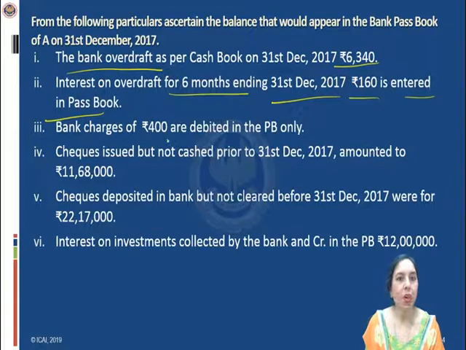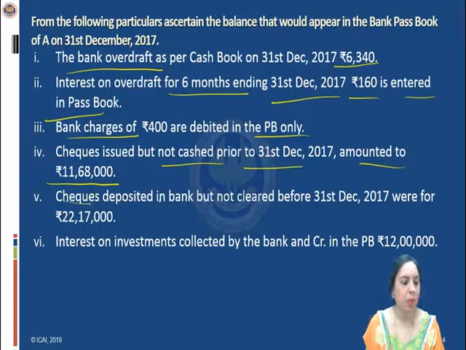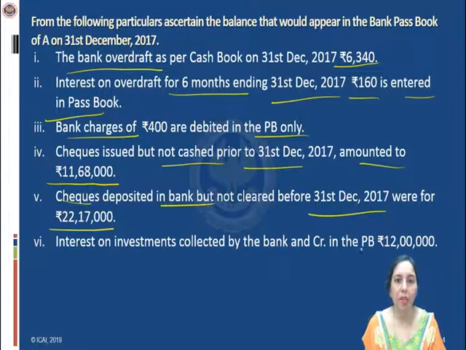Bank charges of rupees 400 are debited in the passbook only. Another 400 rupees are debited in the passbook, which are yet to be credited in the cash book. Next transaction, checks issued but not cashed prior to this date amounted to rupees 11,68,000. Next transaction, checks deposited in the bank but not cleared before this date were amounting to rupees 22,17,000. And finally, the interest on investment collected by the bank and credited in the passbook was 12 lakh rupees, which does not find any mention in the cash book.